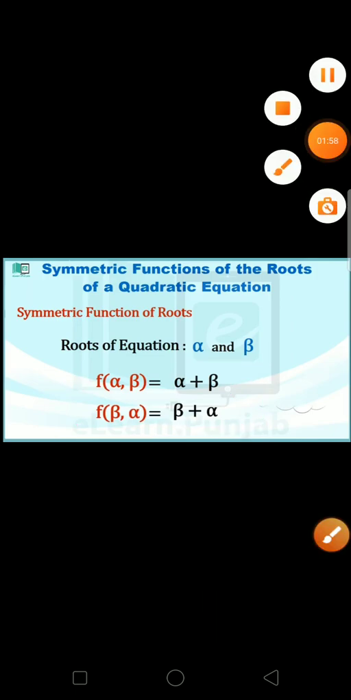Now symmetric function of the roots of quadratic equation in terms of roots, so we take alpha and beta as the two roots. So in terms of function, f(alpha, beta) is equal to alpha plus beta, but another function f(beta, alpha) is equal to beta plus alpha. So these two are symmetric functions of the quadratic equation.